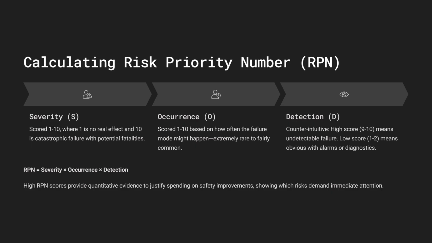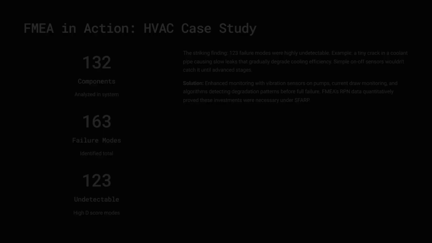Conversely, a low score, like 1 or 2, means the failure is obvious. Maybe an alarm sounds, or the operator sees it immediately, or built-in diagnostics flag it. So FMECA, by calculating that RPN, gives you hard numbers to justify spending money on safety improvements. Precisely. It provides quantitative evidence.